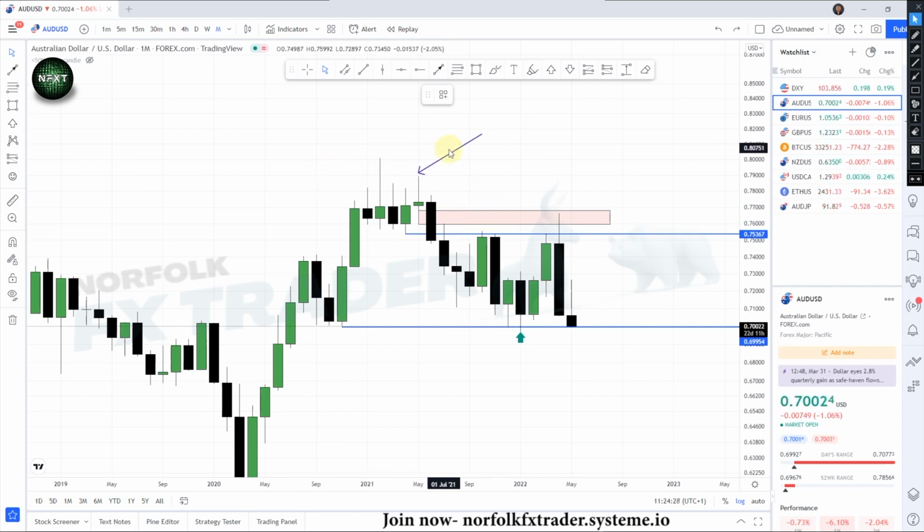Now, we've actually gone through a monthly time frame here, basing our area of direction using the highs and lows on a monthly time frame.